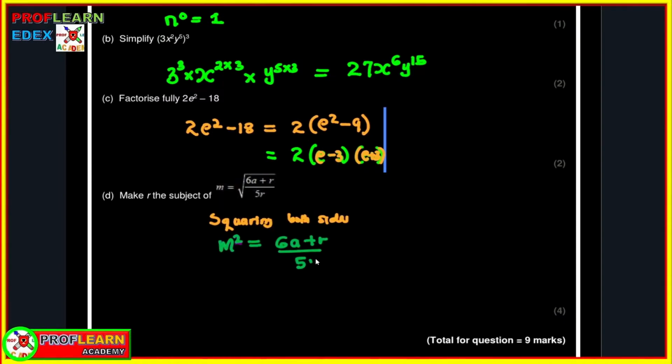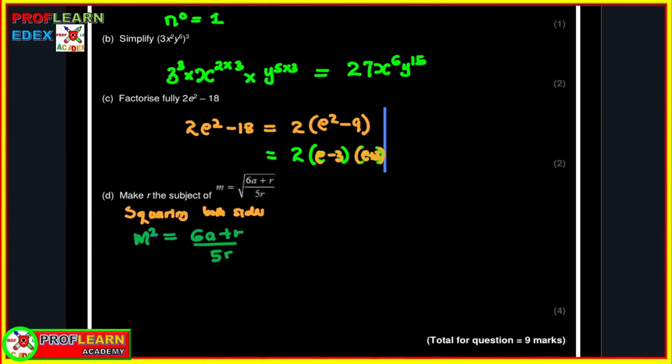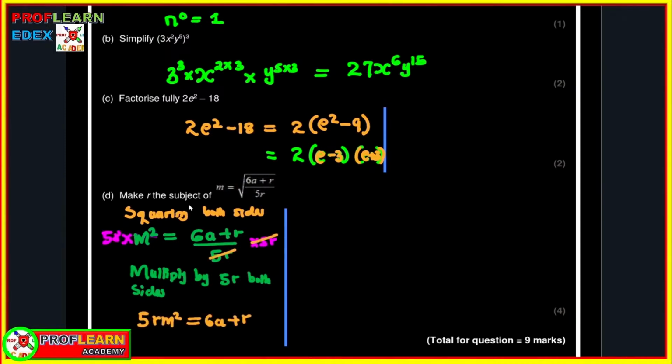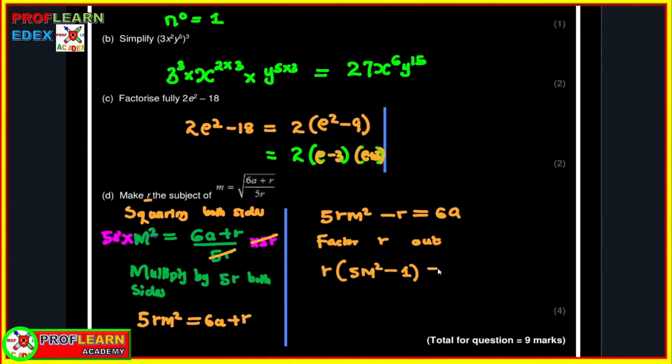We're going to have this, and now I'm going to multiply by 5r on both sides also, so that I'm going to get rid of the fraction. So once I have that, remember, if I multiply this and this, they cancel there, and because we're making r the subject, I'm going to take those terms with r on one side, so that we can factor it out. Now let's factor r out. If we factor r out, we are going to remain with this.